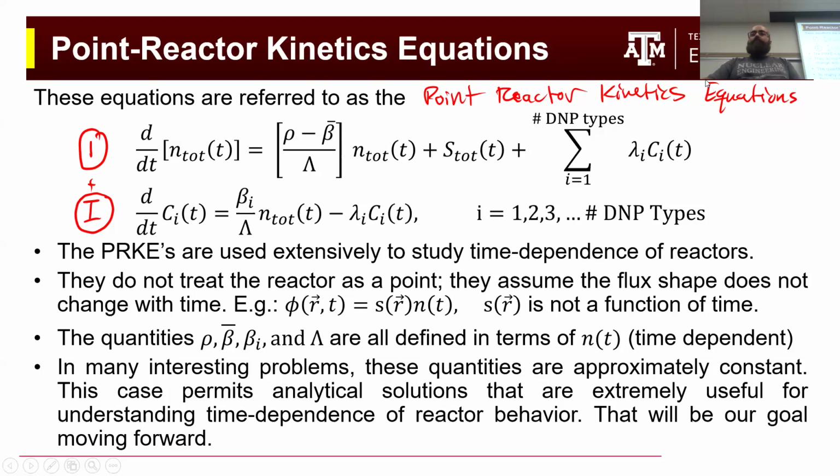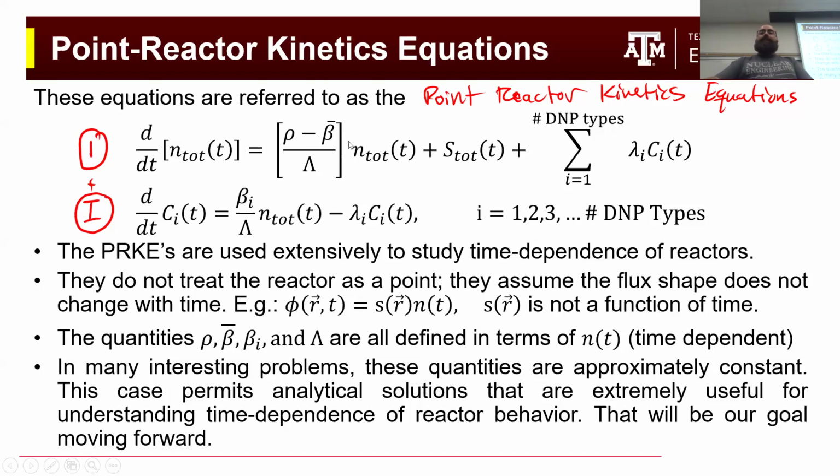The name is kind of misleading because when we say point reactor, you might think that we're treating the reactor as a point. We're actually doing the opposite in how we derived this. We assumed an infinite reactor, so it doesn't treat it as a point. Really, by assuming infinite, we're assuming that the shape of our flux doesn't vary with time. That shape of our flux might increase or decrease because our neutron population is changing, but we're assuming that the shape of that flux doesn't change with time.